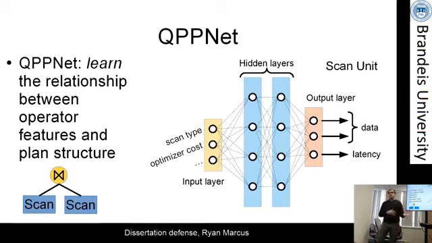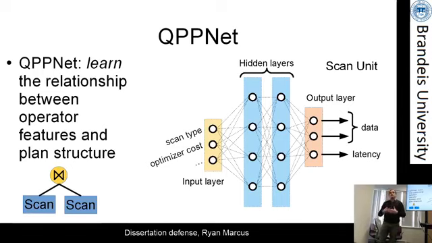Then I'm going to run those pieces of information through some hidden layers and through an output layer. And that output layer is a little different than your normal neural network output layer. What this output layer does is it has a latency output. It tries to predict the latency of the plan. But it also has a number of things that we call a data output. And this data output is responsible for representing information about the scan operator that might be useful for the parents of the scan operator to make their prediction.